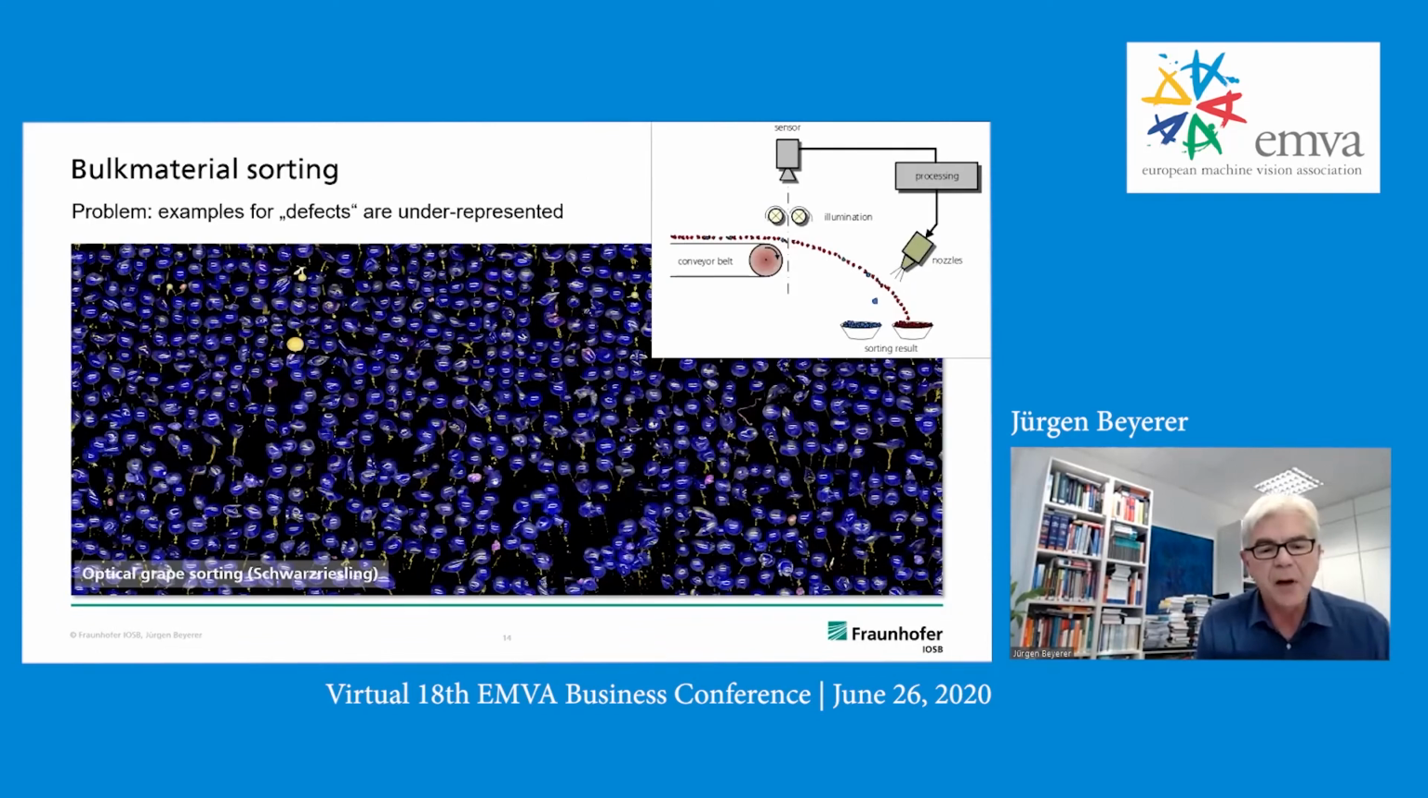The next example is about bulk material sorting. In this case, we apply it to grape sorting, here with respect to Schwarzriesling. Also here, we can characterize the good class or the okay class very well, and we have a lot of data for that. The not okay class, on the other hand, is polymorphic and huge.